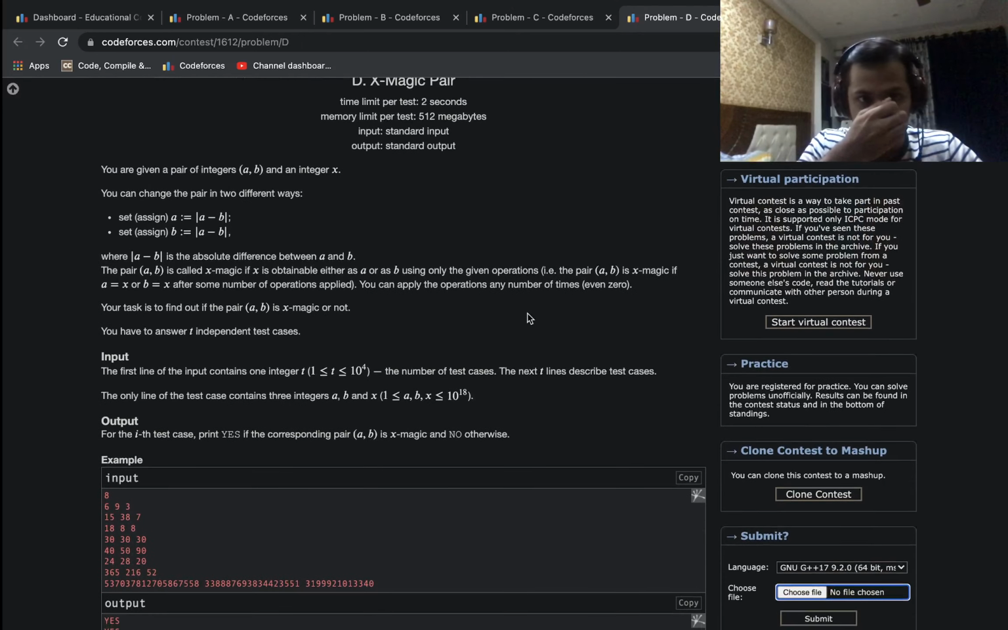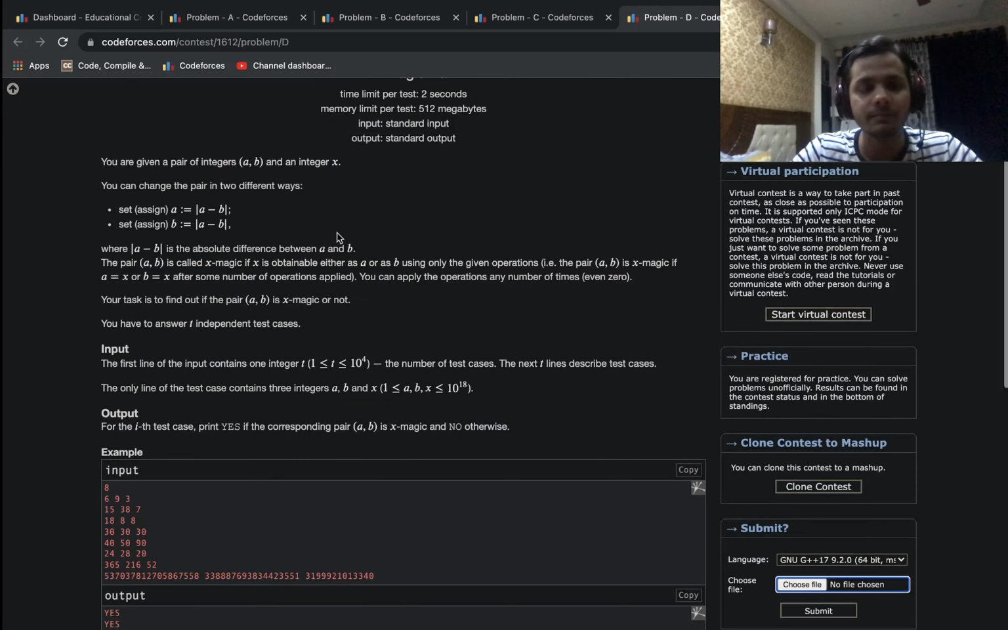Okay, so let's see what we have here. Here we have been given a pair of integers a comma b and another integer x. Now there are two types of operations that we can do. At each stage, I can either assign a to be the absolute value of a minus b, or I can assign b to be the absolute value of a minus b. So I choose one of the two numbers from a and b and change it to the absolute value of a minus b.